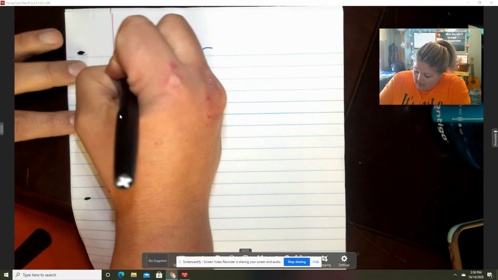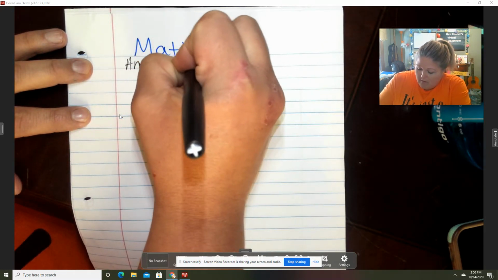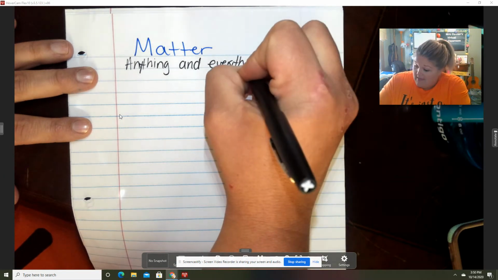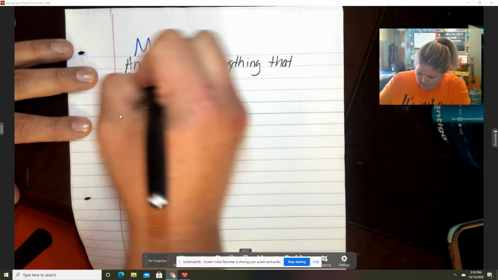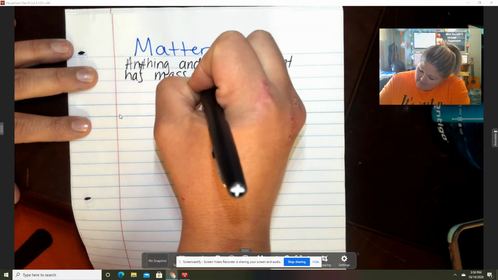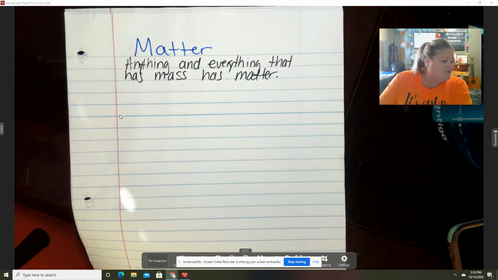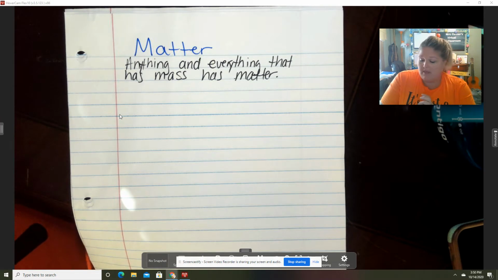Anything and everything that has mass has matter. Matter is like the small atoms and molecules inside of things. In the very beginning, we just talk about the fact that there are three types of matter: solid, liquid, and gas.